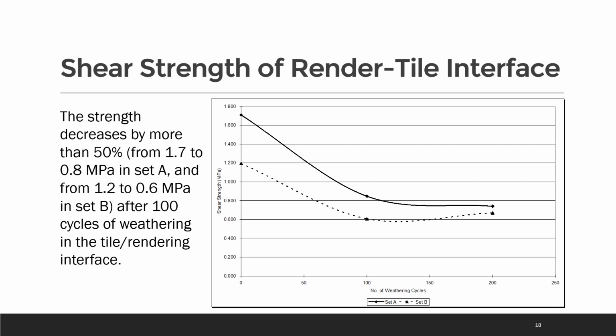And here shows the results of the lab test. The shear strength of the render tile interface decreases by more than 50% after 100 cycles of weathering. It confirms the environmental effect on building defects.